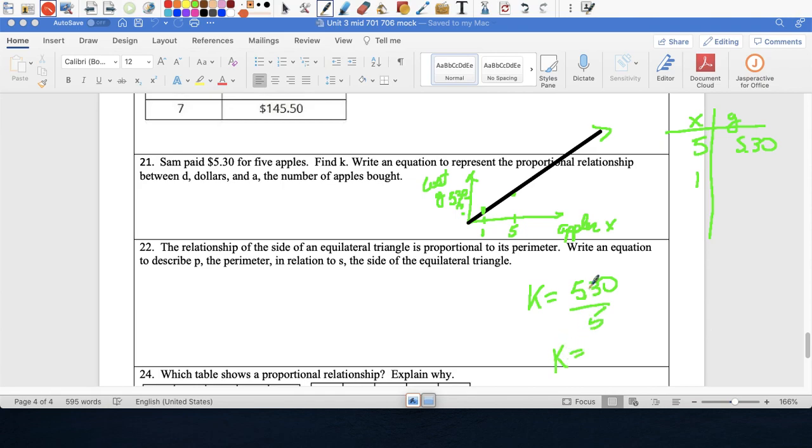K equals $1.06. So each apple costs $1.06. So when you buy 1 apple, how much are you going to pay? $1.06. There's my unit rate, and there's my constant of proportionality. So now that I have the unit rate and the constant of proportionality, I can write the equation. Remember, the equation comes in the form y equals k times x, and y equals, again, 1.06 times however many apples you buy.